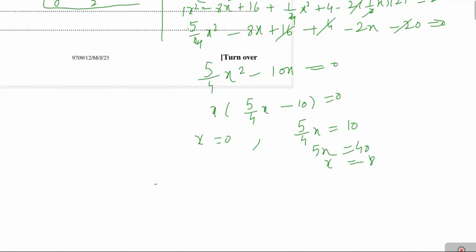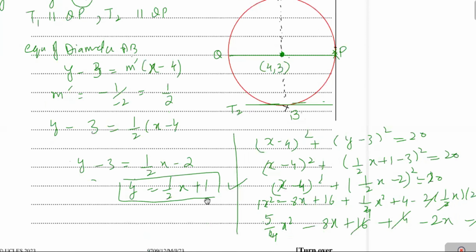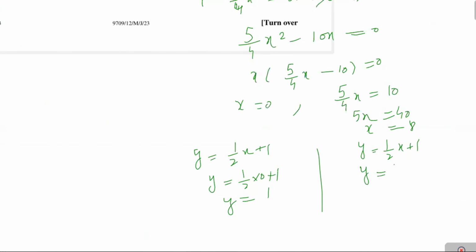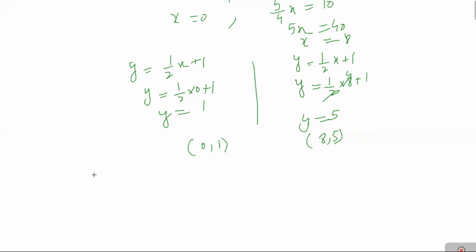When x equal to 0, y will be equal to 1 over 2x plus 1, that is 1 over 2 into 0 plus 1, equal to 1. And when x equal to 8, y will be equal to 1 over 2 multiplied by 8 plus 1, that's equal to 5. Now the coordinates are 0, 1 and 8, 5.